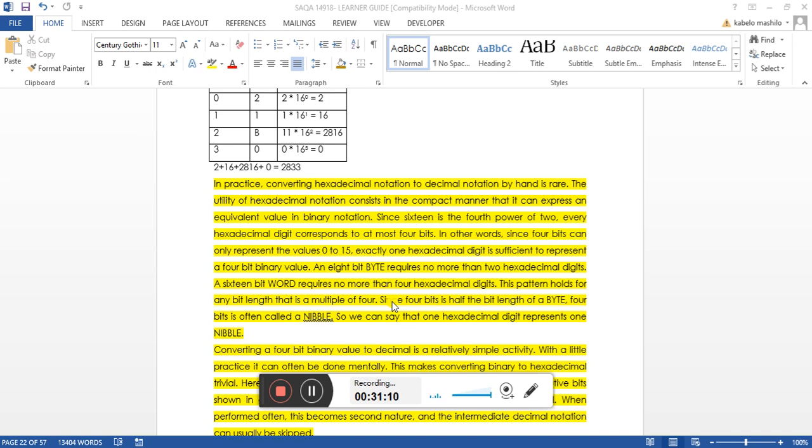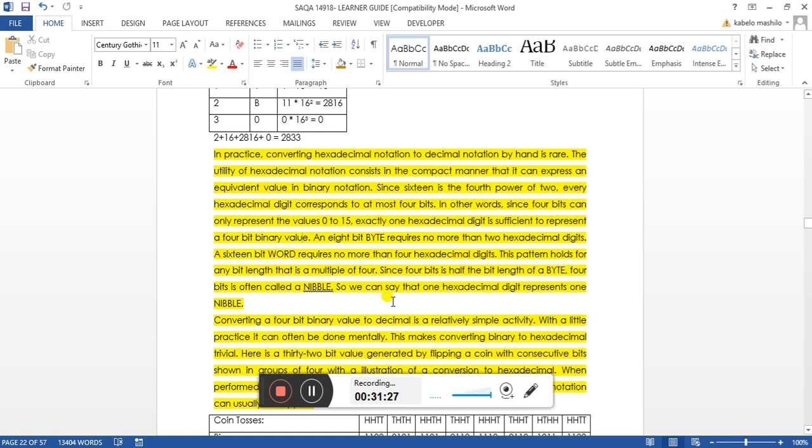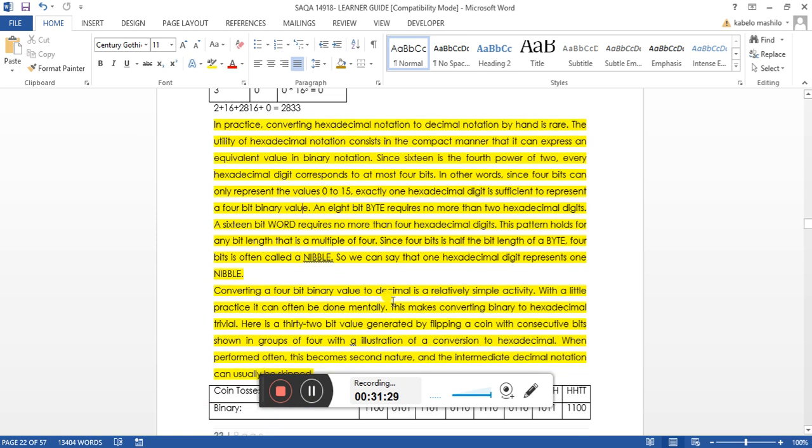An 8-bit byte requires no more than 2 hexadecimal digits. A 16-bit word requires no more than 4 hexadecimal digits. This pattern holds for any bit length that is a multiple of 4. Since 4 bits is half the bit length of a byte, 4 bits is called a nibble. So we can say that one hexadecimal digit represents one nibble.